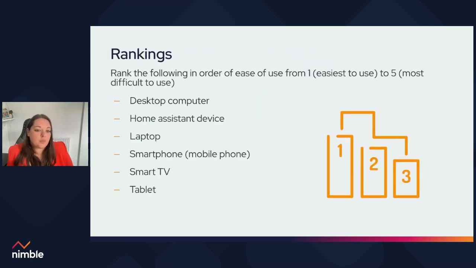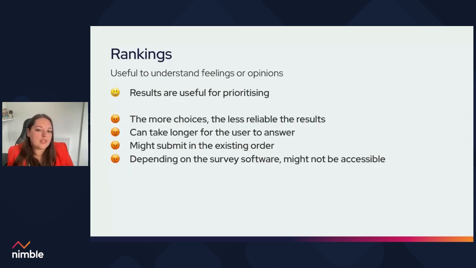Rankings. This is where you give them a list of things and you want them to rank it from best to worst, or easiest to most difficult. It's really good for understanding feelings and opinions about something. If you've got lots of different projects on the backlog and you're not sure which problem to solve first, it's really good for prioritising, because you can see which things are coming up as the most problematic.